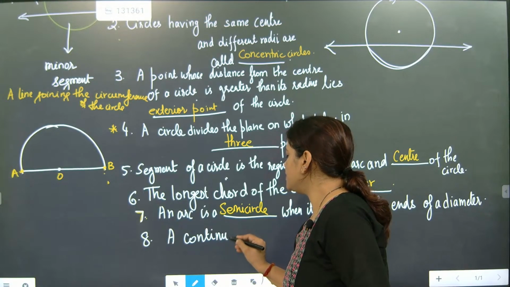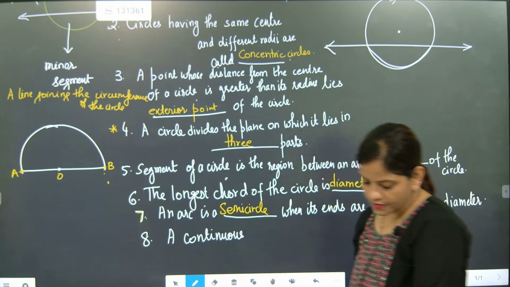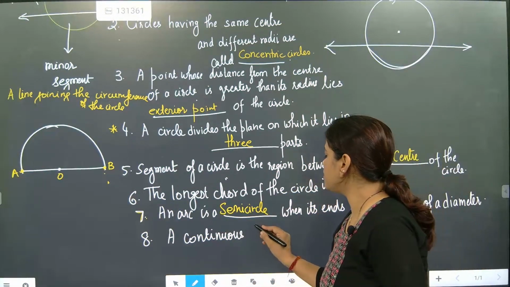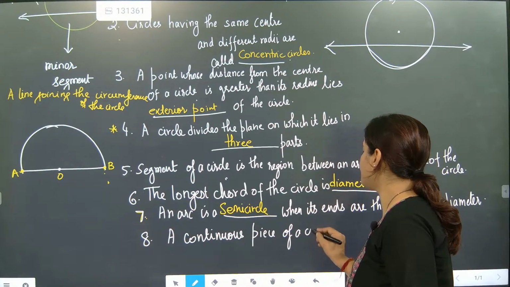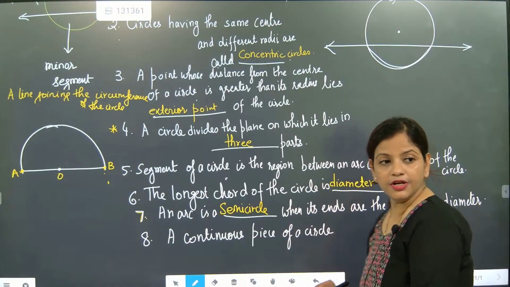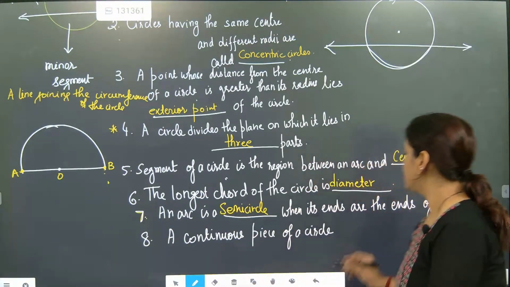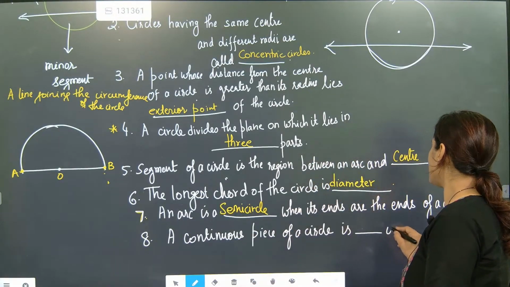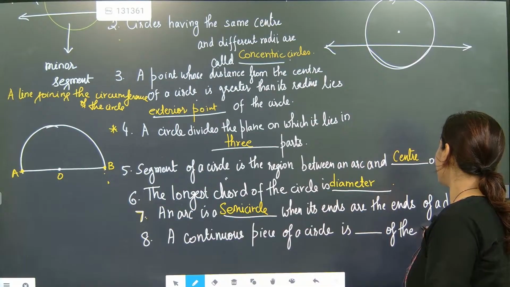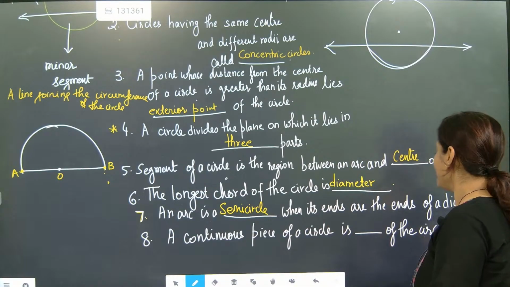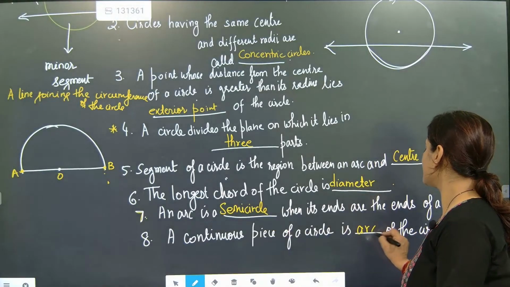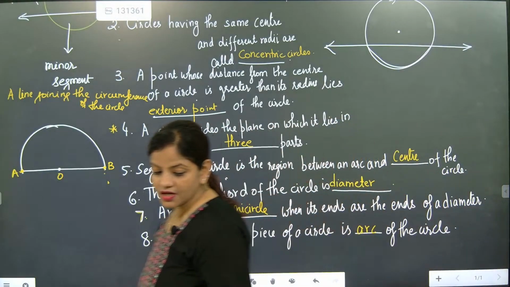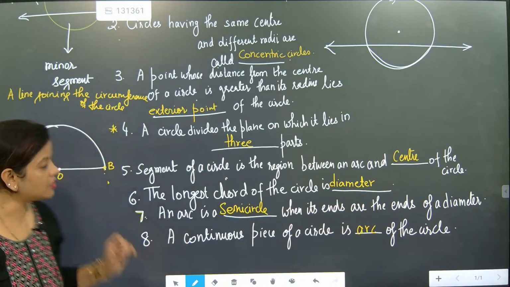A continuous piece of a circle is called the arc of a circle. Kanishk, what do you think, it is the dash of the circle? Sam and Kanishk, absolutely. The continuous piece of a circle is called the arc of a circle.